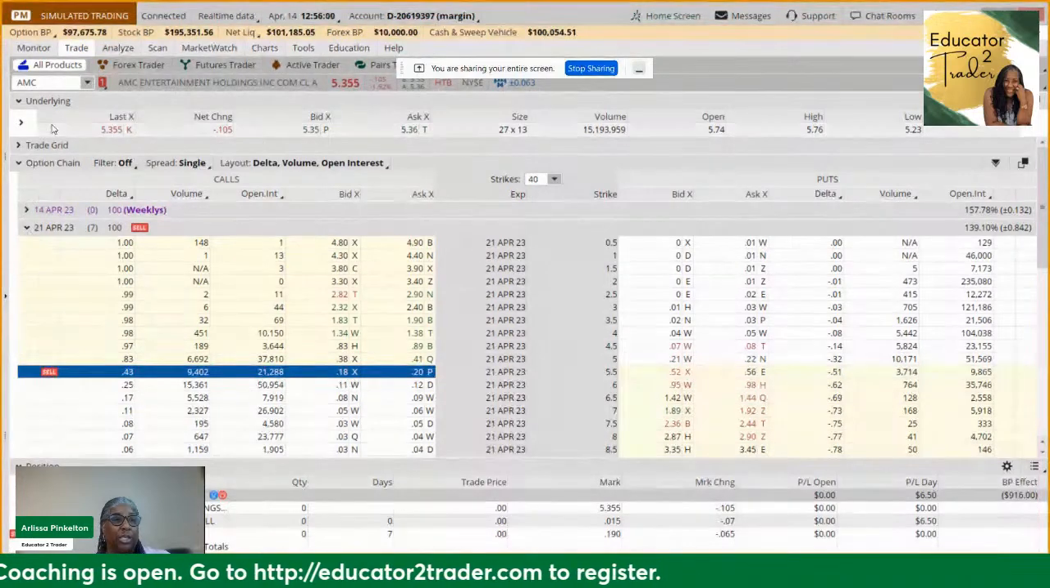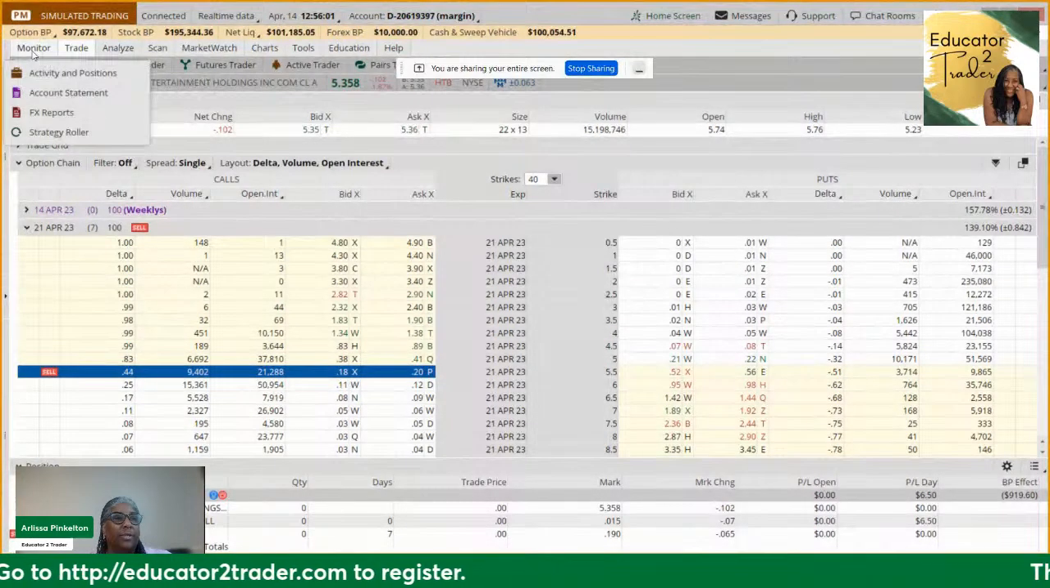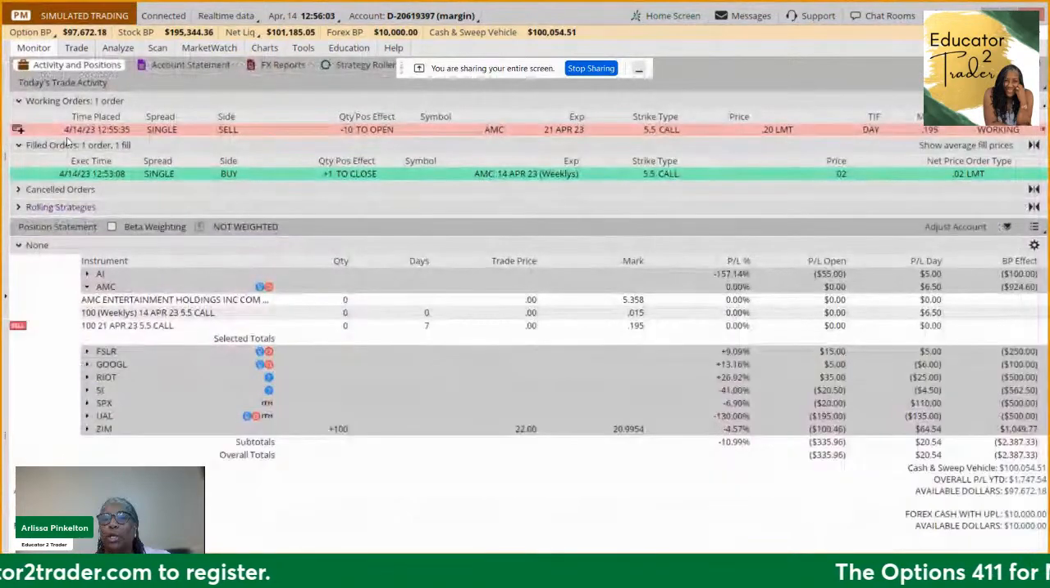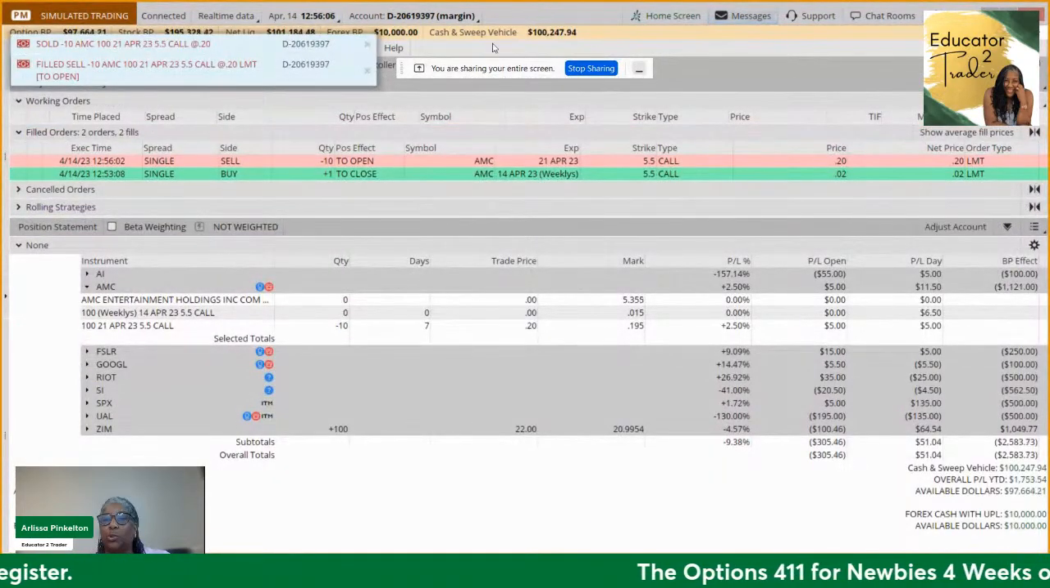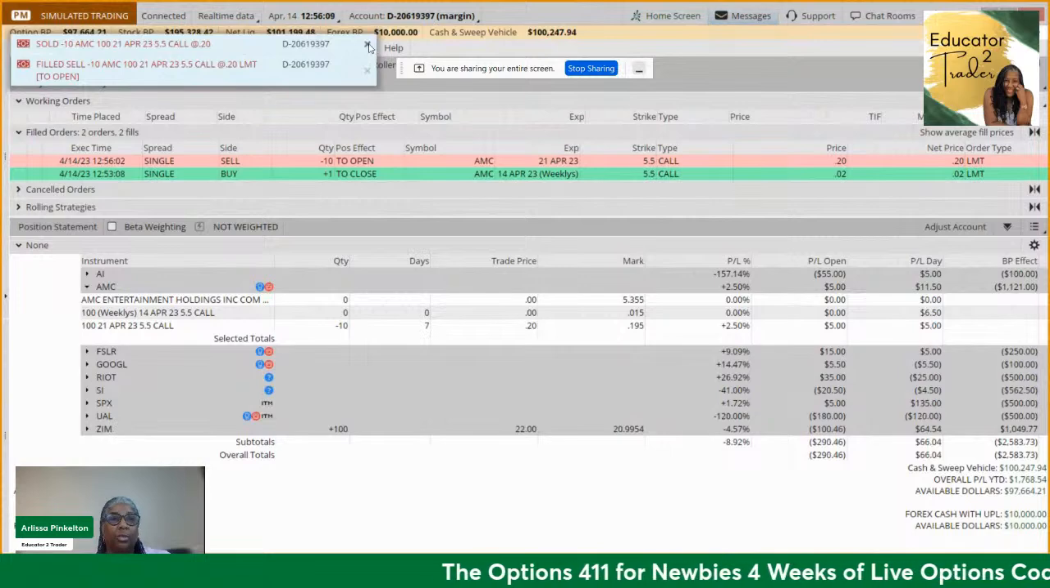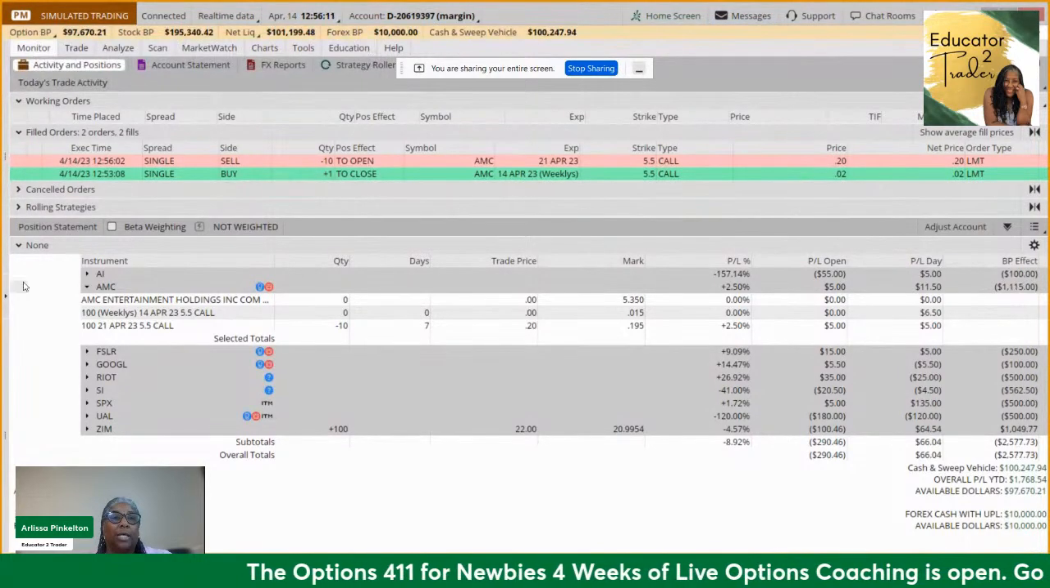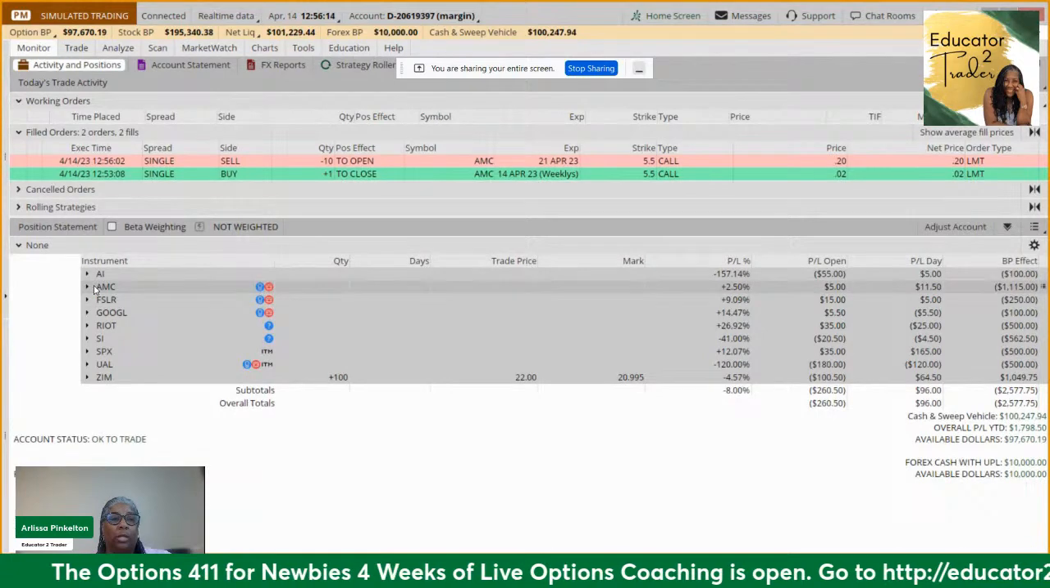Good stuff. That one didn't pick up yet. Let's go monitor. There we go. Just picked up, collected $20 as a seller. We collected $20 on our covered call for our AMC shares.